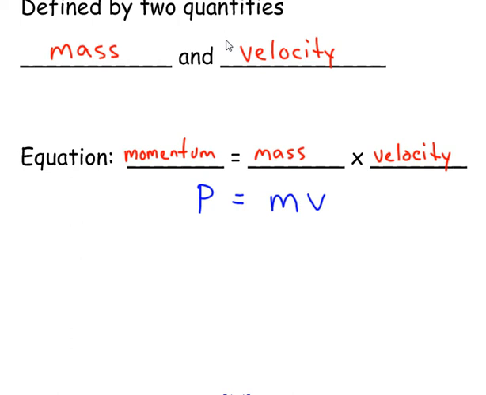The unit we use for momentum is just a product of the units that we're multiplying. So mass is measured in kilograms, velocity is measured in meters per second. So the unit we use for momentum is the kilogram meter per second. That's it. There's no special unit for it. We don't call it anything special. It's just the kilogram meters per second.